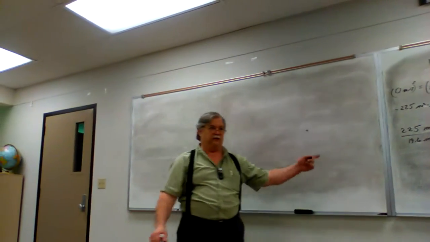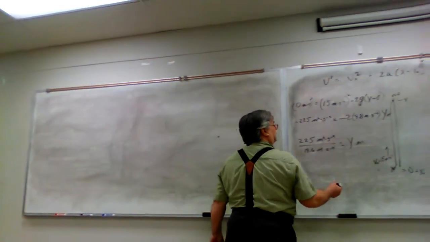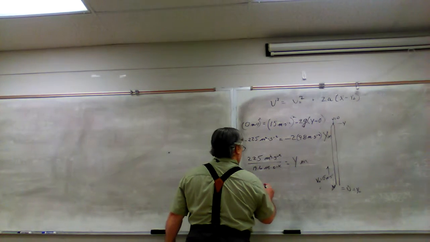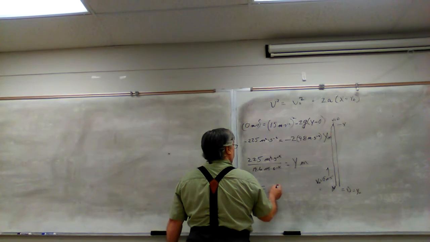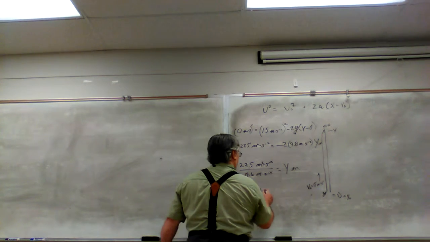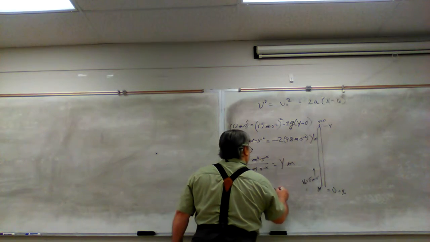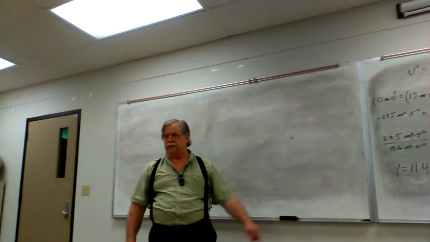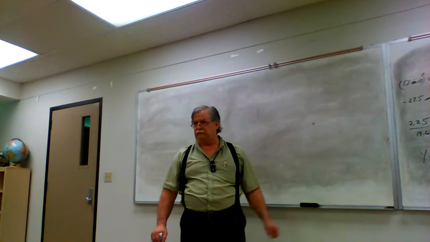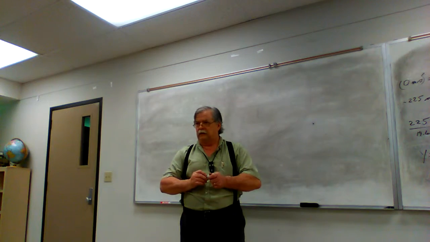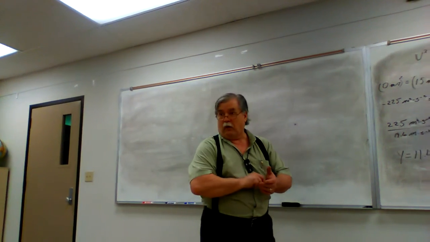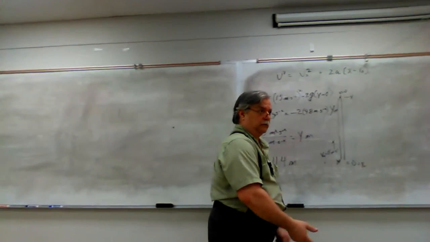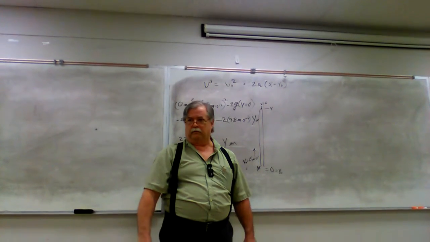Now what's the arithmetic say? 225 divided by 19.6 is 11.4 meters. That's about 30 feet, 35 feet, something like that. That seems a whole lot more reasonable than 3/4 of a meter.